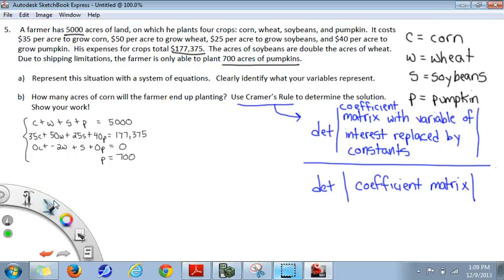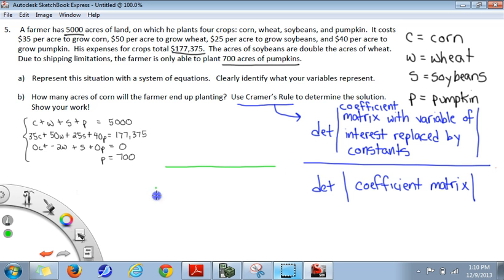Now that I have my system set up, I can go ahead and solve using Cramer's rule. And Cramer's rule involves a ratio of determinants. In the numerator of the ratio, we have the determinant of the coefficient matrix, with the variable of interest being replaced by the constants. So you'll have an entire column that's replaced by the constant values. And then in the denominator, we'll have the determinant of just the coefficient matrix. So I'm going to go ahead and set up the denominator first.